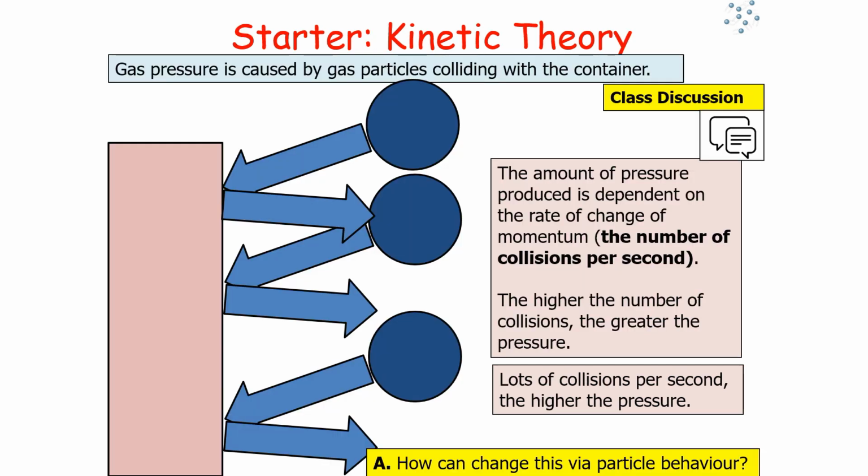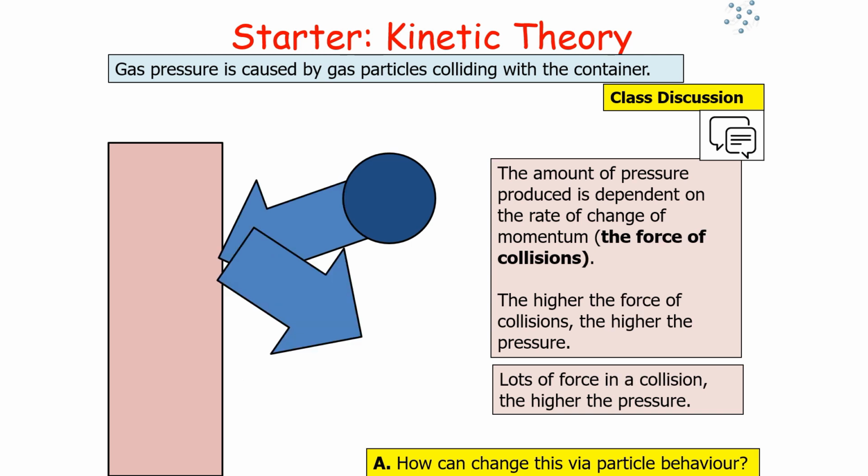Now like we just said, gas pressure is caused by gas particles colliding with the container it is in. Now the amount of pressure produced is dependent on the rate of change of momentum caused by the gas particles. Now one of the ways you can change the rate of change of momentum is the number of collisions per second. Now the higher the number of collisions per second, the greater the pressure. So lots of collisions every second, the higher the pressure.